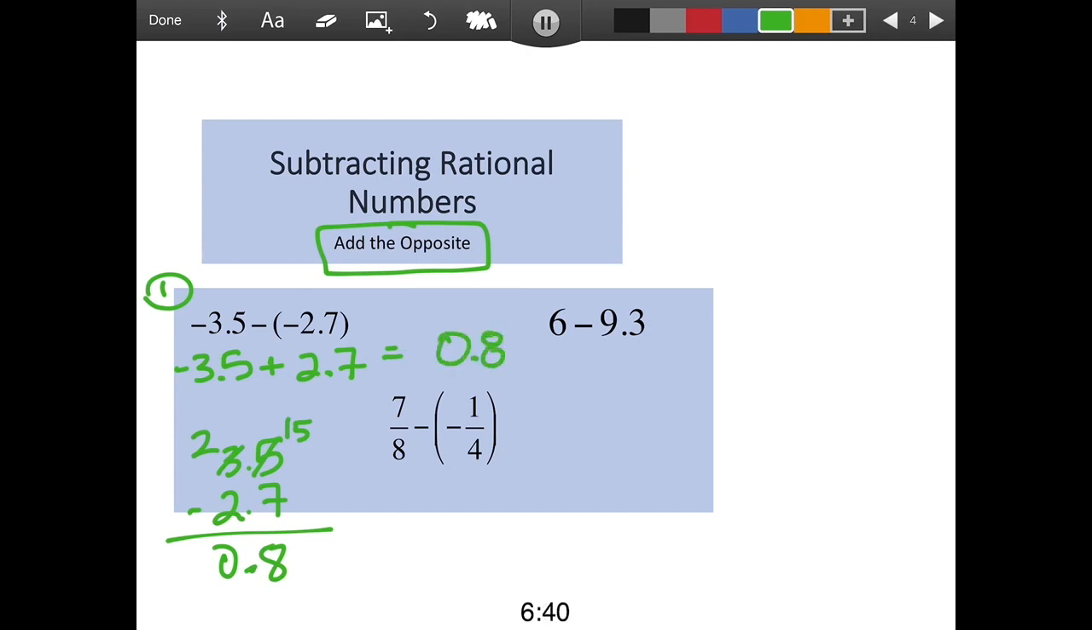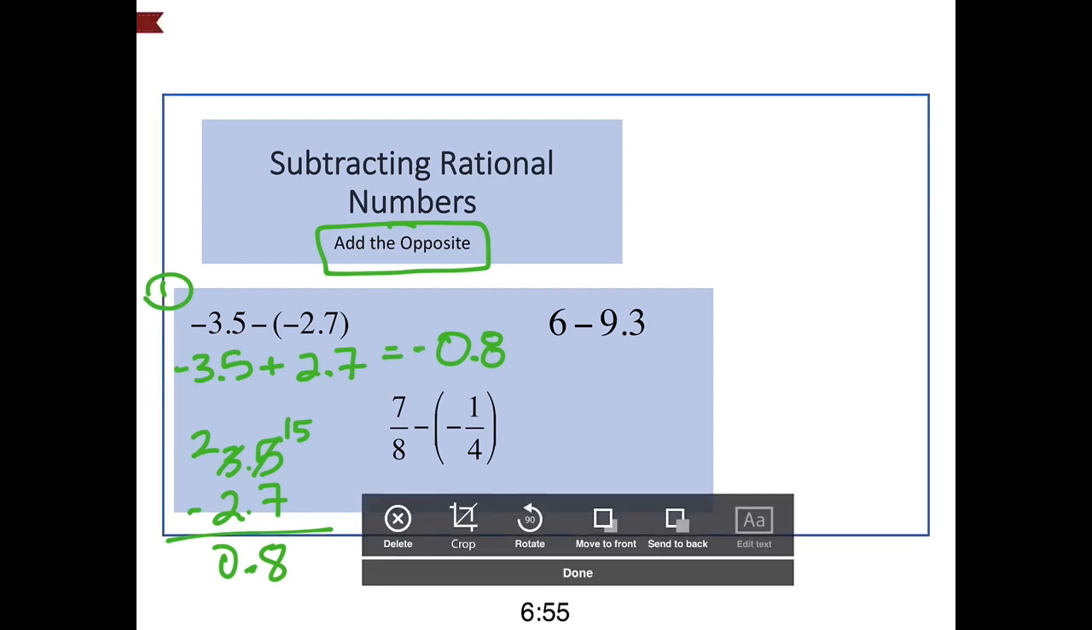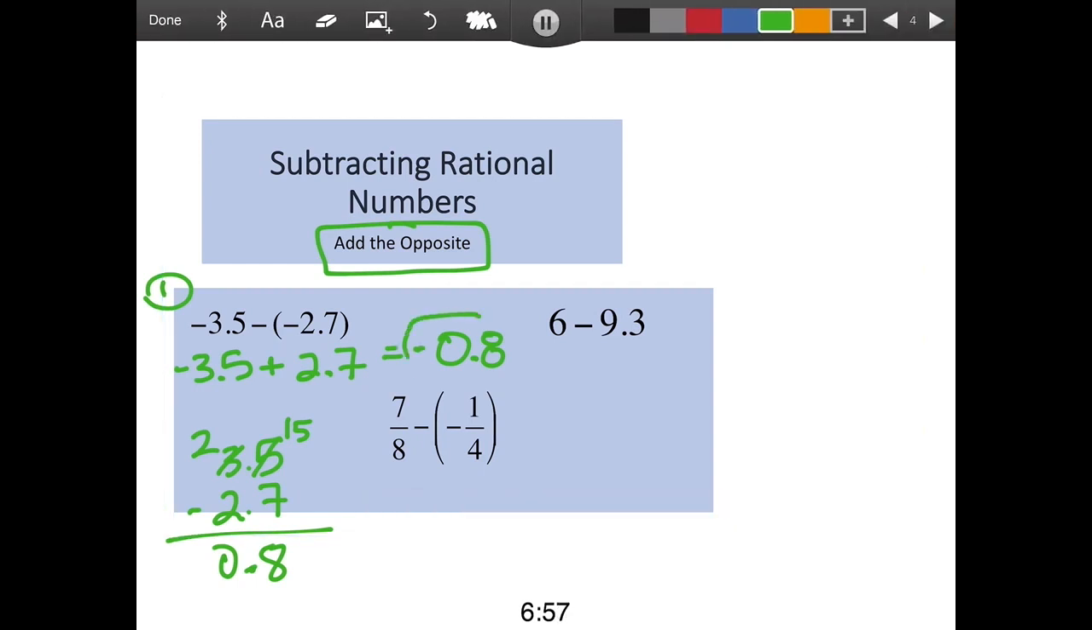And then the very last thing I need to do is to check my sign. So which number has the greater absolute value? -3.5 or 2 and 7/10? Well, I hope you said there that it is negative. So my final answer will be -8/10.